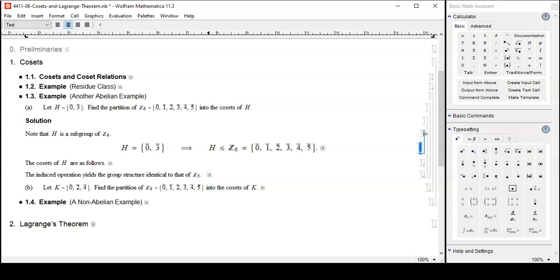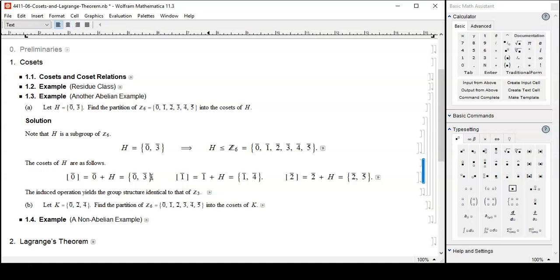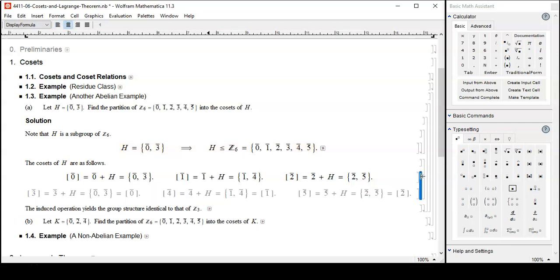Okay, now let's go to the cosets. 0 plus H, 1 plus H, and 2 plus H. There you go. Those are the cosets. Wait a minute, we checked only the first three. How about the other three? Well, we can do that, but it turns out they're all duplicates. You see, 3 plus H, but 3 already belongs to H, and H is closed under the group operation, so it has to be the same as H, same as 0 plus H.